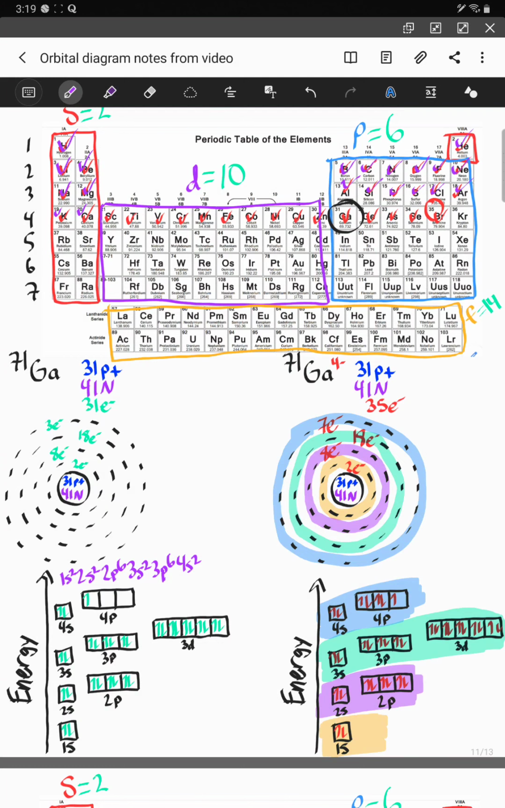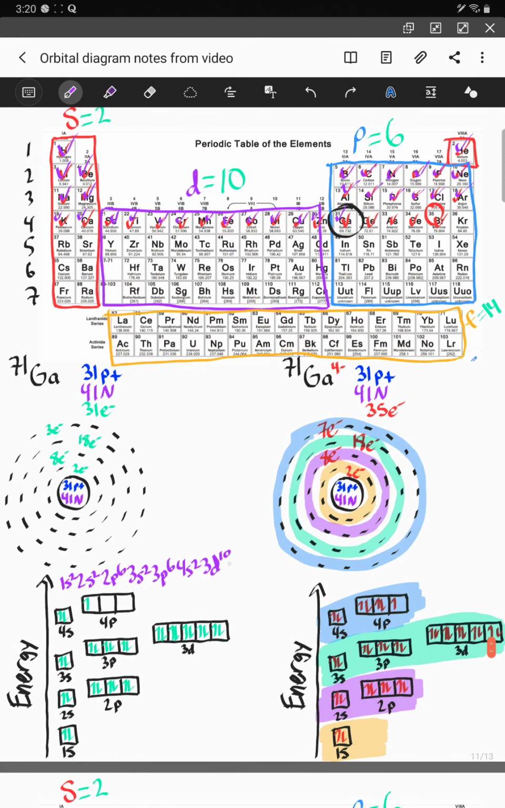Then we are now at the d orbital, so we can fill in 1, 2, 3, 4, 5, 6, 7, 8, 9, 10, and we are still not at gallium. So that means we can fill in all 10 electrons on the d orbital, 3d10. Then now we are at gallium, on the 4th energy level in the p orbital, so we're going to write 4p, and we just filled in 1 electron.